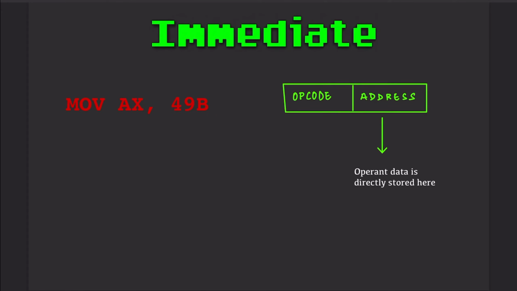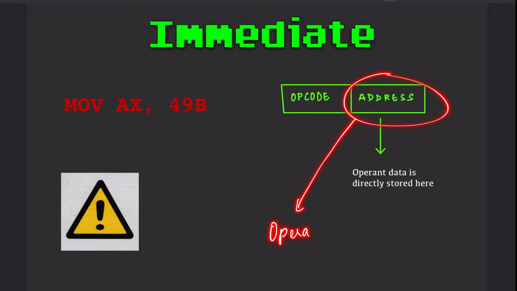But there is a caveat. In immediate mode, the range of constants, that is the value of operands, is restricted by the size of the address field. An example for this mode would be an instruction to move the data 49B into the AX register. Here, the operand 49B is specified in the instruction itself.